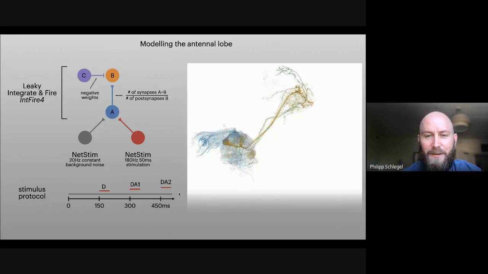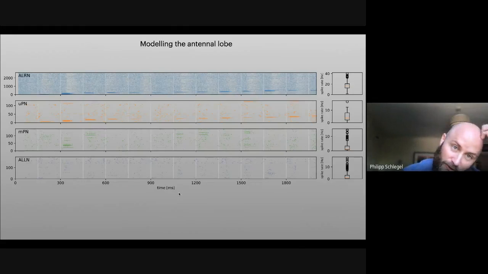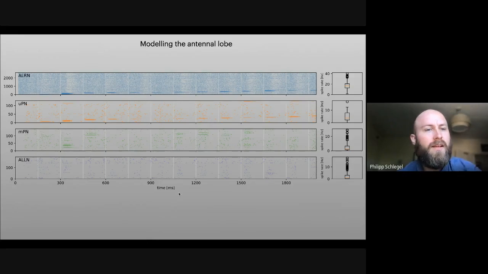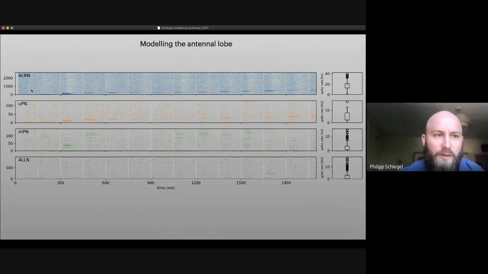All right. So in terms of output, these are the raster plots for the first 2,000 seconds of this model. I think I ran it in the end for like six seconds or something. And broken down by type, you've got the sensory neurons up here, the uniglomerular projection neurons, the multiglomerular projection neurons, and the local neurons.